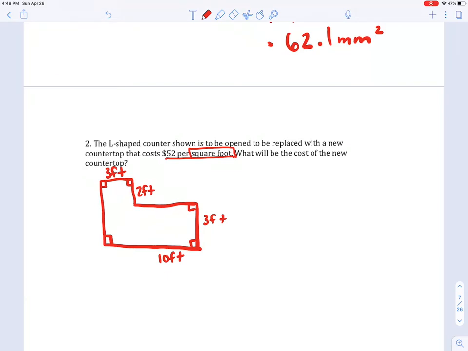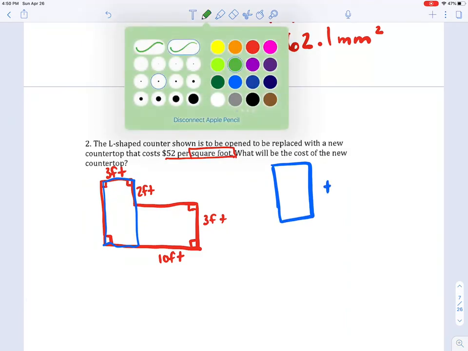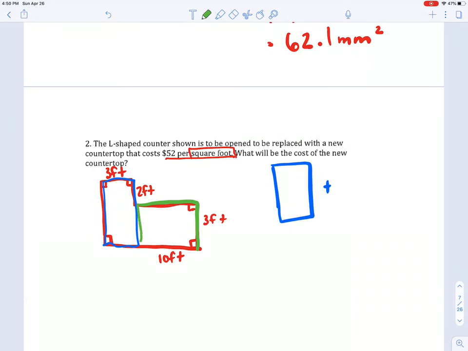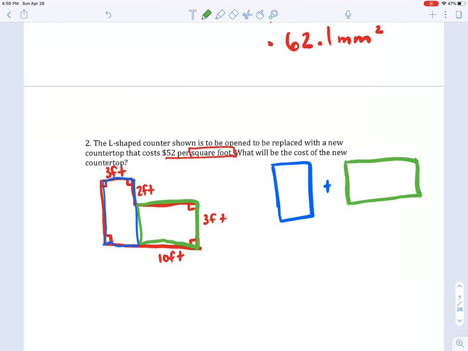Okay, so I do not have a formula that says area for L-shaped. So I'm going to need to break this figure up. You may see it a little bit differently than me. I see this rectangle here, and this one here. If you cut it a different way, that's okay. You should get the exact same answer I do. You may have seen it this way and this way, and that's okay. But let's try it my way. I'm going to label the pieces.